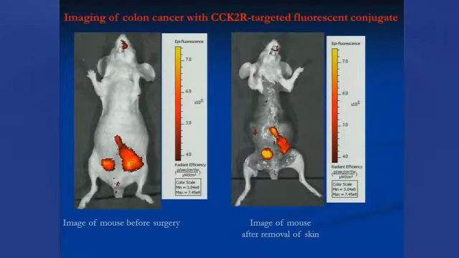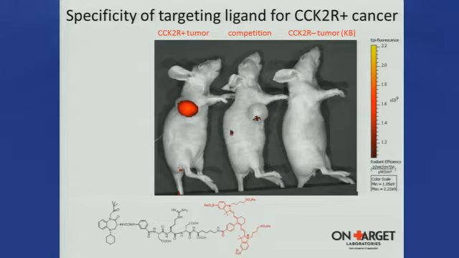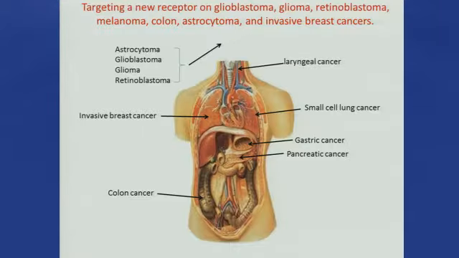Here's just an example of a whole animal, and then when you open it up, you see the malignant tissue corresponding to what you saw in the whole animal. We can compete it off with an excess, like the other.